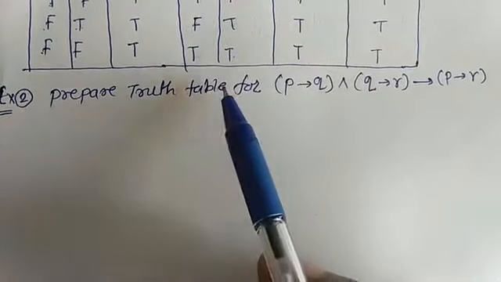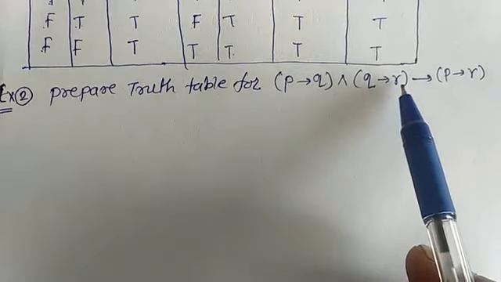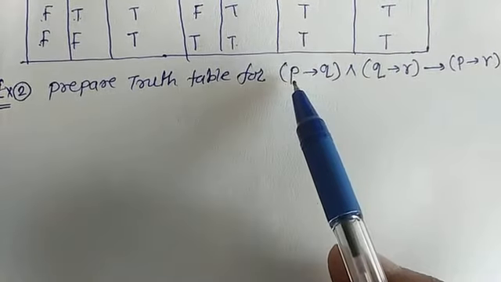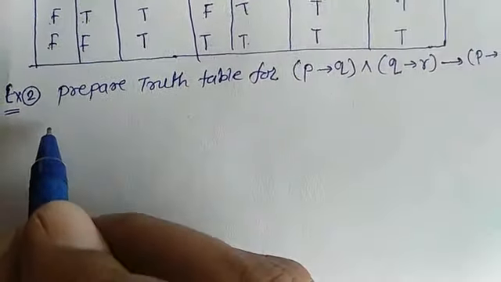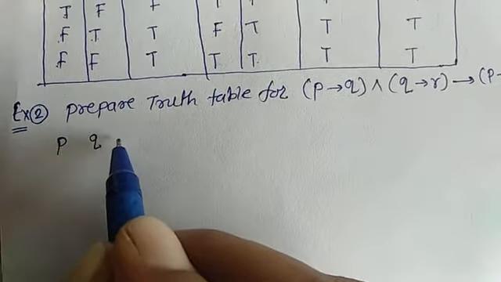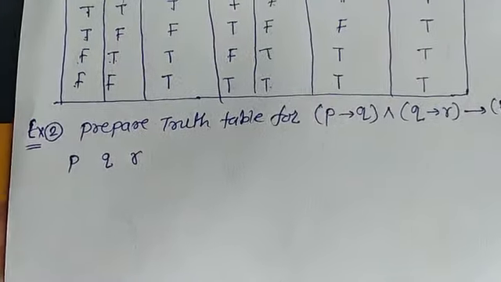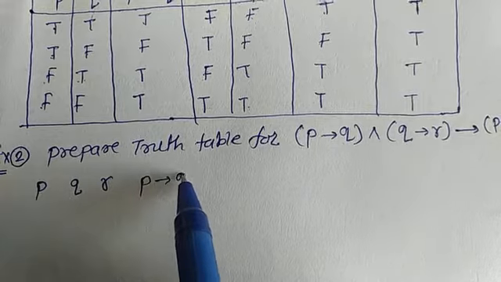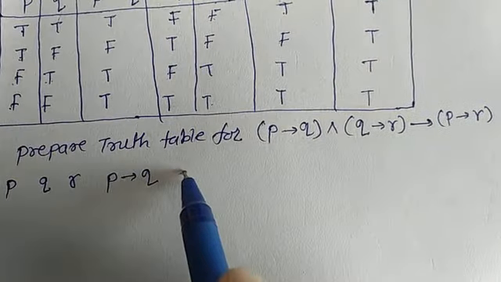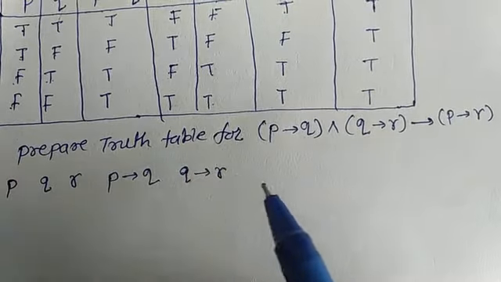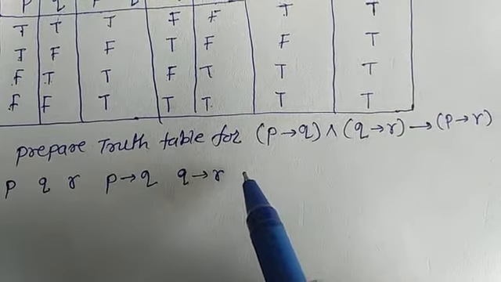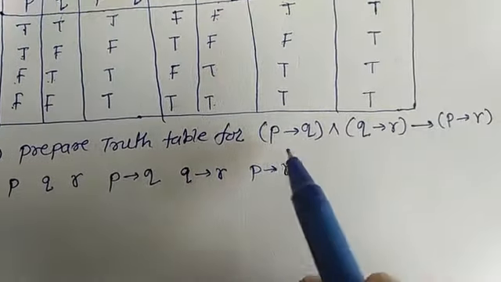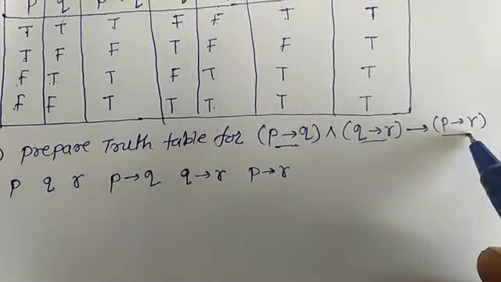Now the next example is to prepare a truth table for P implies Q and Q implies R implies P implies R. In this proposition there are 3 statements P, Q and R, so first we write those 3 statements. The first bracket is P implies Q, so first solve P implies Q. Second is Q implies R, so solve Q implies R. Third is P implies R. We have solved the first 3 brackets.